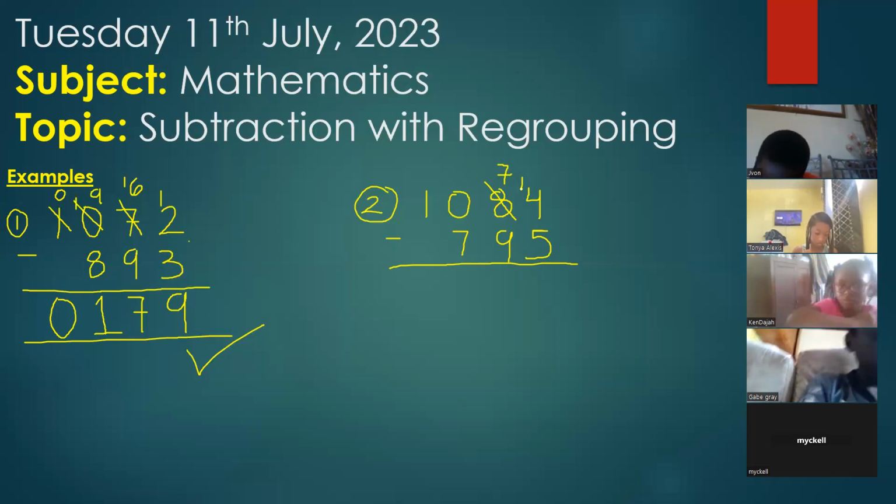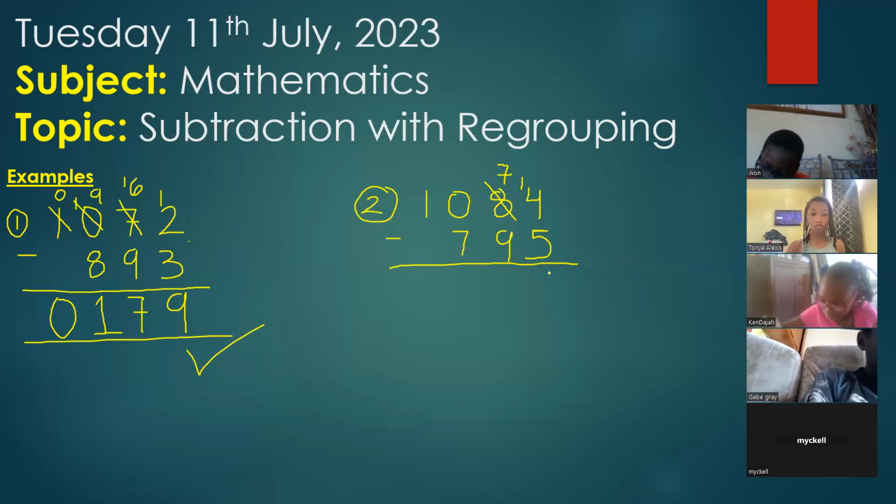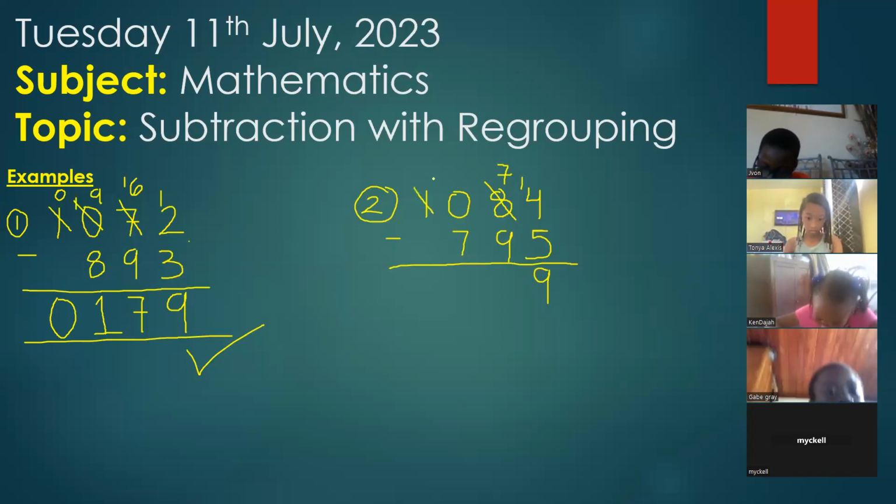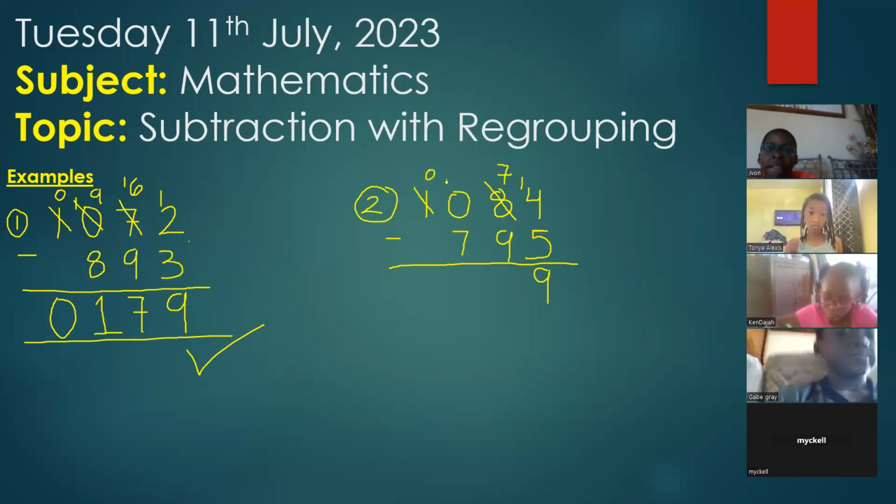Counting up, 5, 6, 7, 8, 9, 10, 11, 12, 13, 14. It is 9. What is 7 minus 9? Can we do that? No, sir. So we can't borrow from the 0 because it has none. So now we have to borrow from the 1. So now it becomes a 0. Now we put a 1 for the 10. Then we cross it out and put a 9.